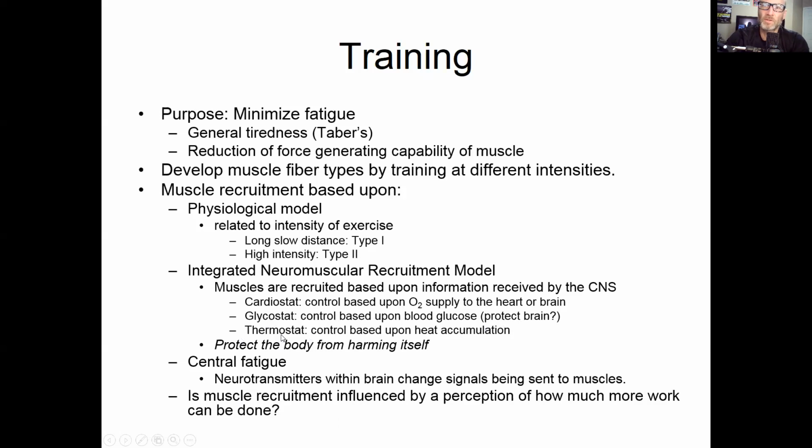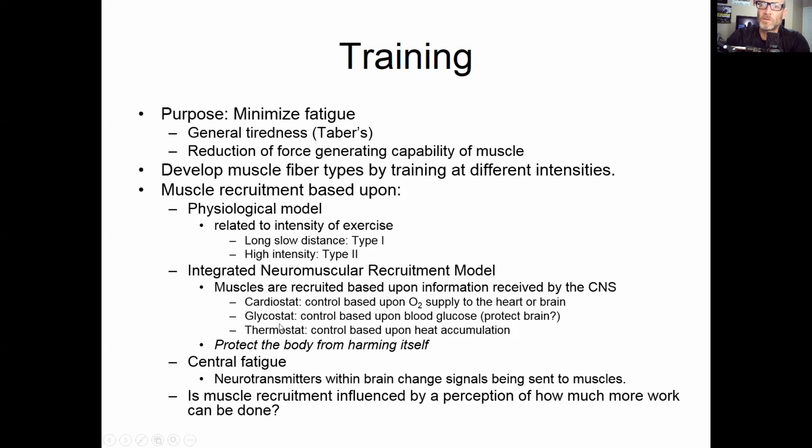Or maybe the brain is monitoring a thermostat. Maybe it's monitoring core temperature. You don't want high core temperatures. You know that when you get sick and you get a fever, you feel really bad. That fever can have some really bad effects on proteins in the body. It can denature proteins, so it can do some damage. So maybe during exercise, if the brain starts to detect that core temperature is rising, maybe the brain starts to shut muscles down, and maybe that's a source of fatigue.